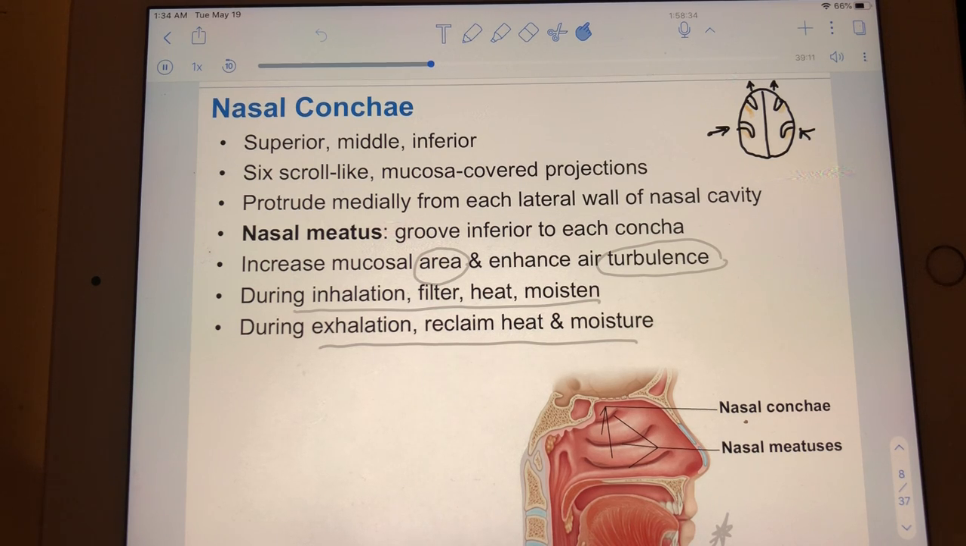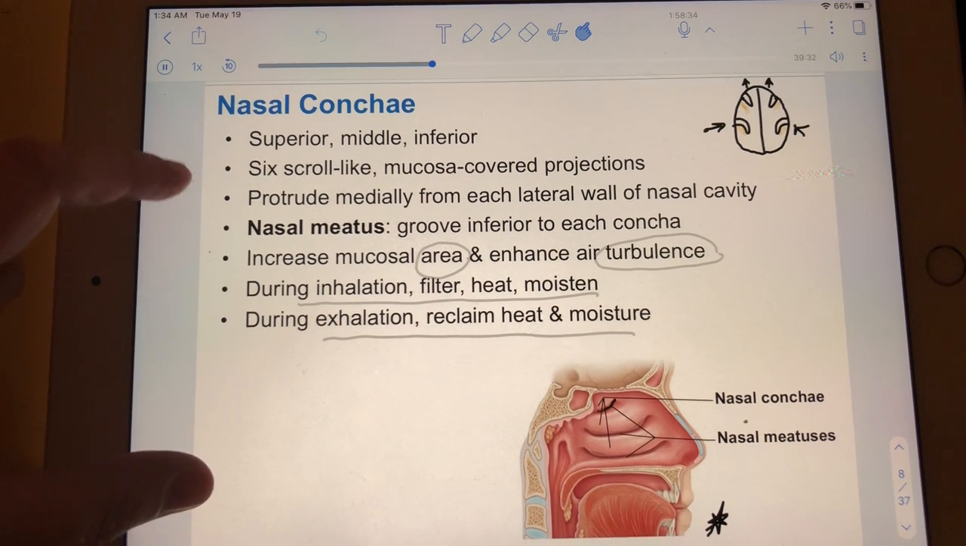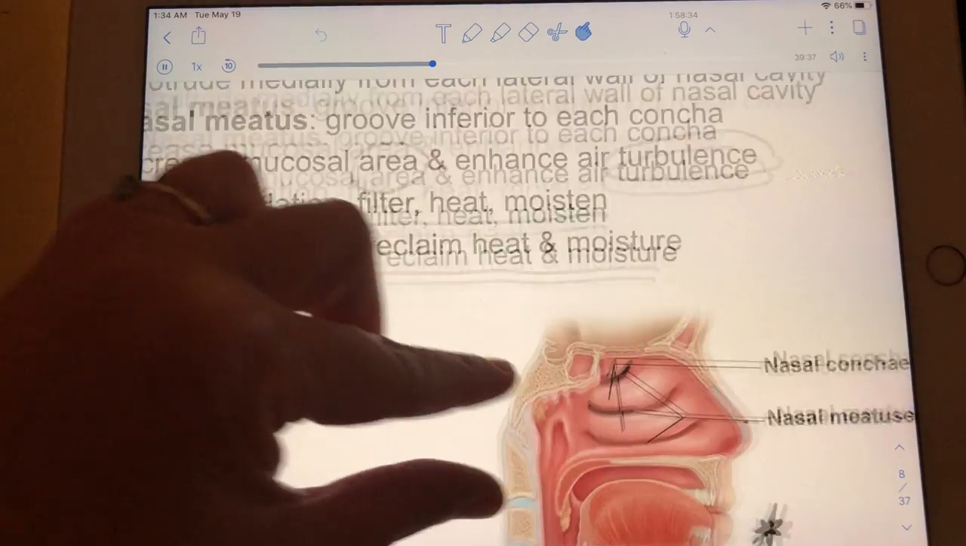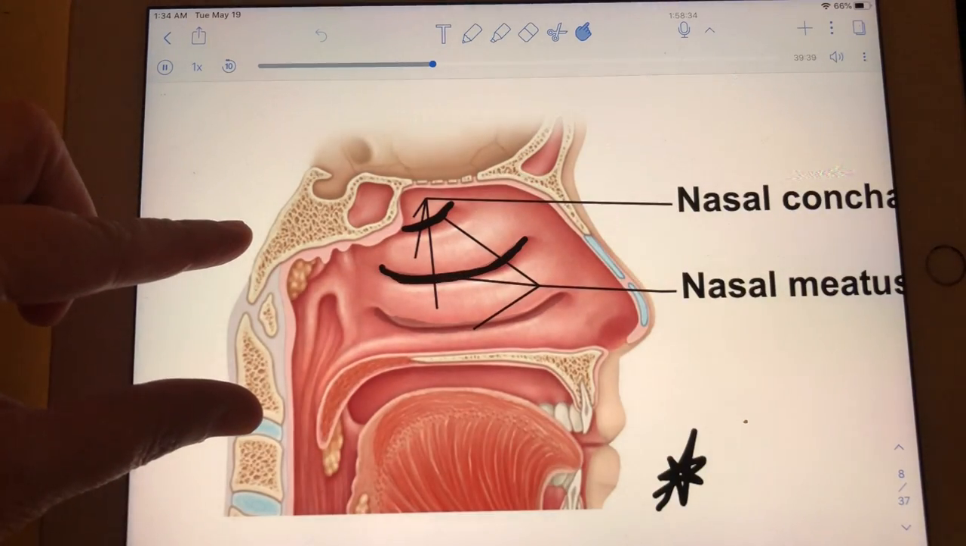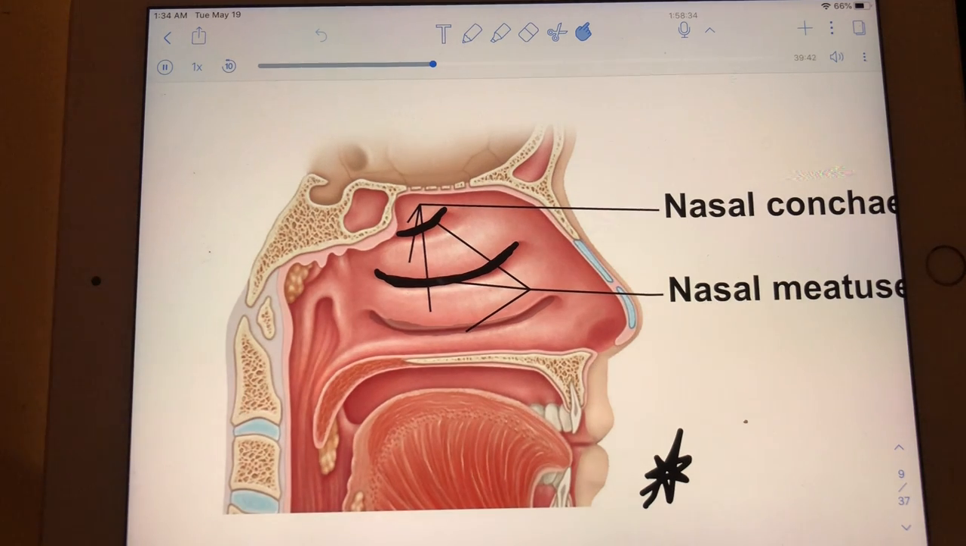Inferior nasal concha, left and right, and the ethmoid bone. Here, this illustration shows us the parasagittal view. In the parasagittal view, we can see the superior nasal concha and middle nasal concha, which again are bone markings of the ethmoid.